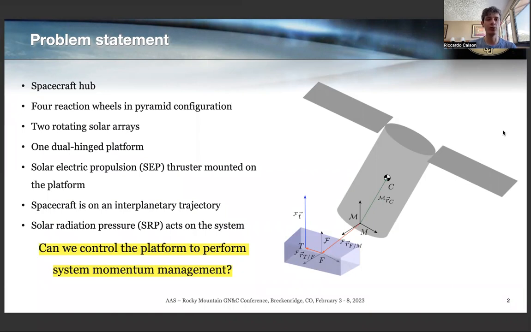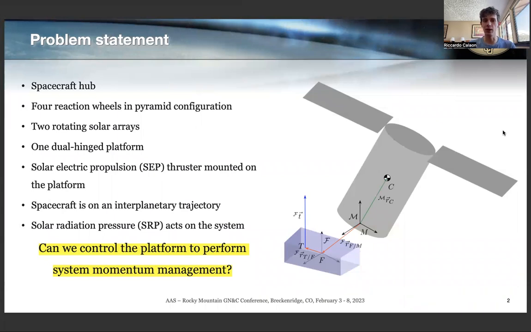There is also a dual hinged platform, which is shown on this slide in purple. Such a platform can rotate with 2 degrees of freedom with respect to the spacecraft hub. Moreover, there is a solar electric propulsion thruster mounted on such platform. Therefore, the rotation of the platform allows us to rotate the direction of the thrust vector with respect to the system.